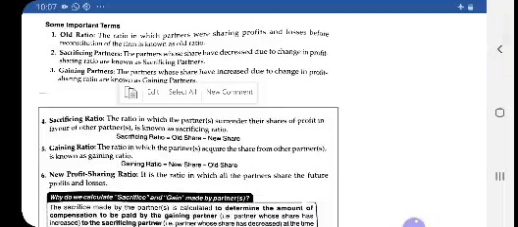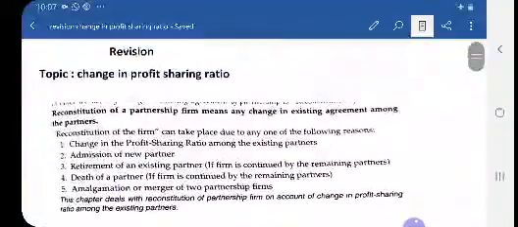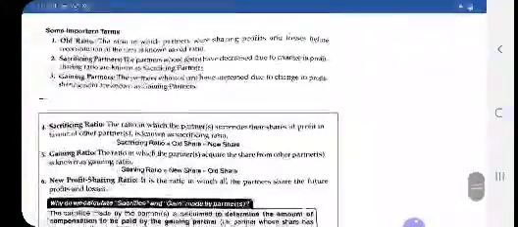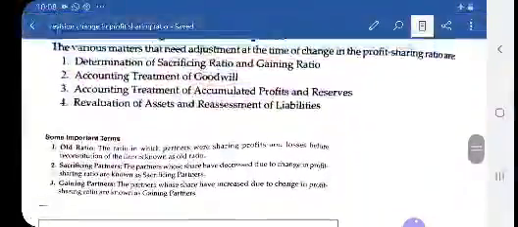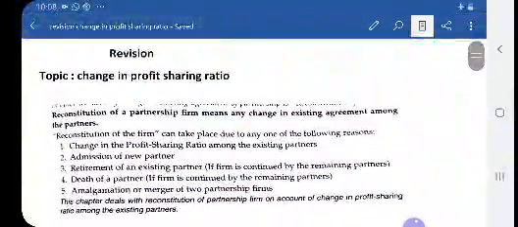So these are some of the important topics that I discussed just now, and you will receive some MCQ type questions. I just showed you the pattern, the way the question will be asked. So you must be thorough with each and every topic. Numerical questions can also be asked, like calculate gain or sacrifice, what is the adjustment entry if there is a change in profit sharing ratio, and what amount is to be debited to the gaining partner and credited to the sacrificing partner.